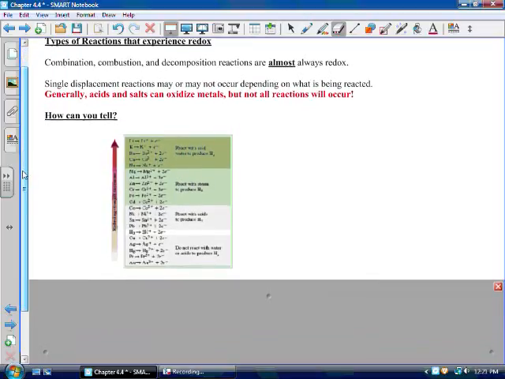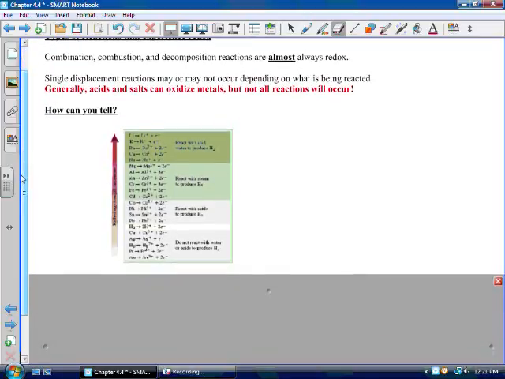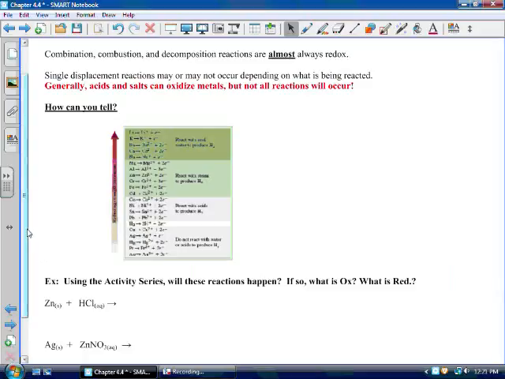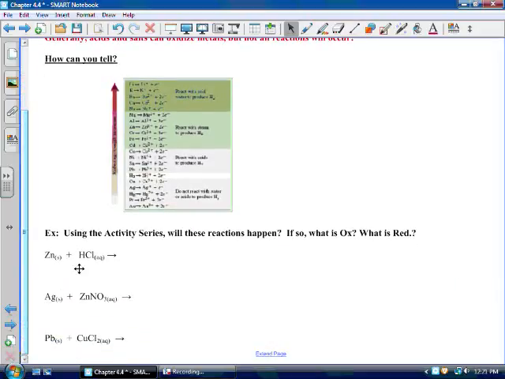The activity series basically lists the elements or the metals in order of activity from top to bottom. The ones on the top are the easiest to oxidize. The ones on the bottom are the hardest to oxidize or hardly ever get oxidized. I have 3 examples of reactions here, and we're going to use the activity series to determine whether or not these reactions happen. If they do happen, we're going to figure out what's been oxidized and what's been reduced in the reaction.